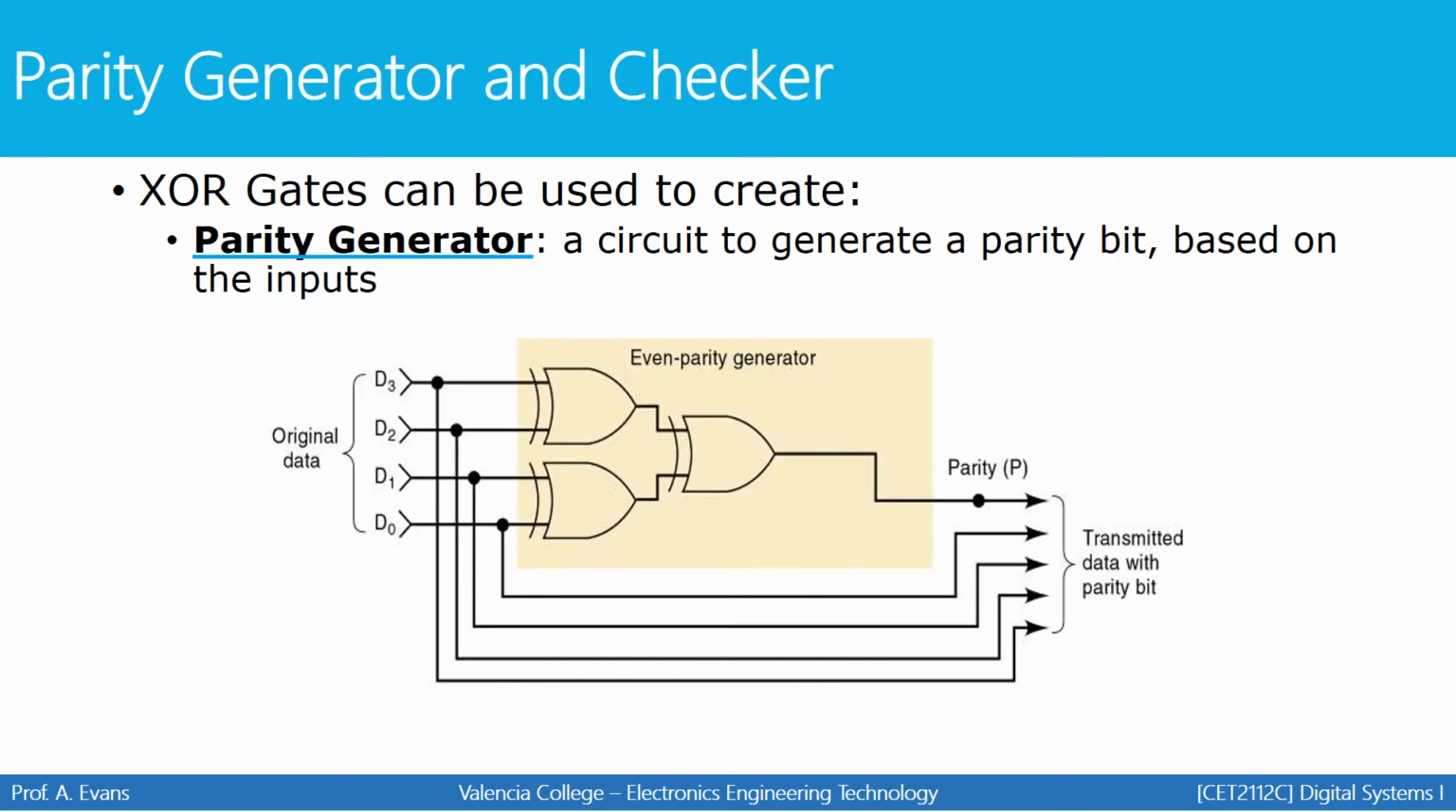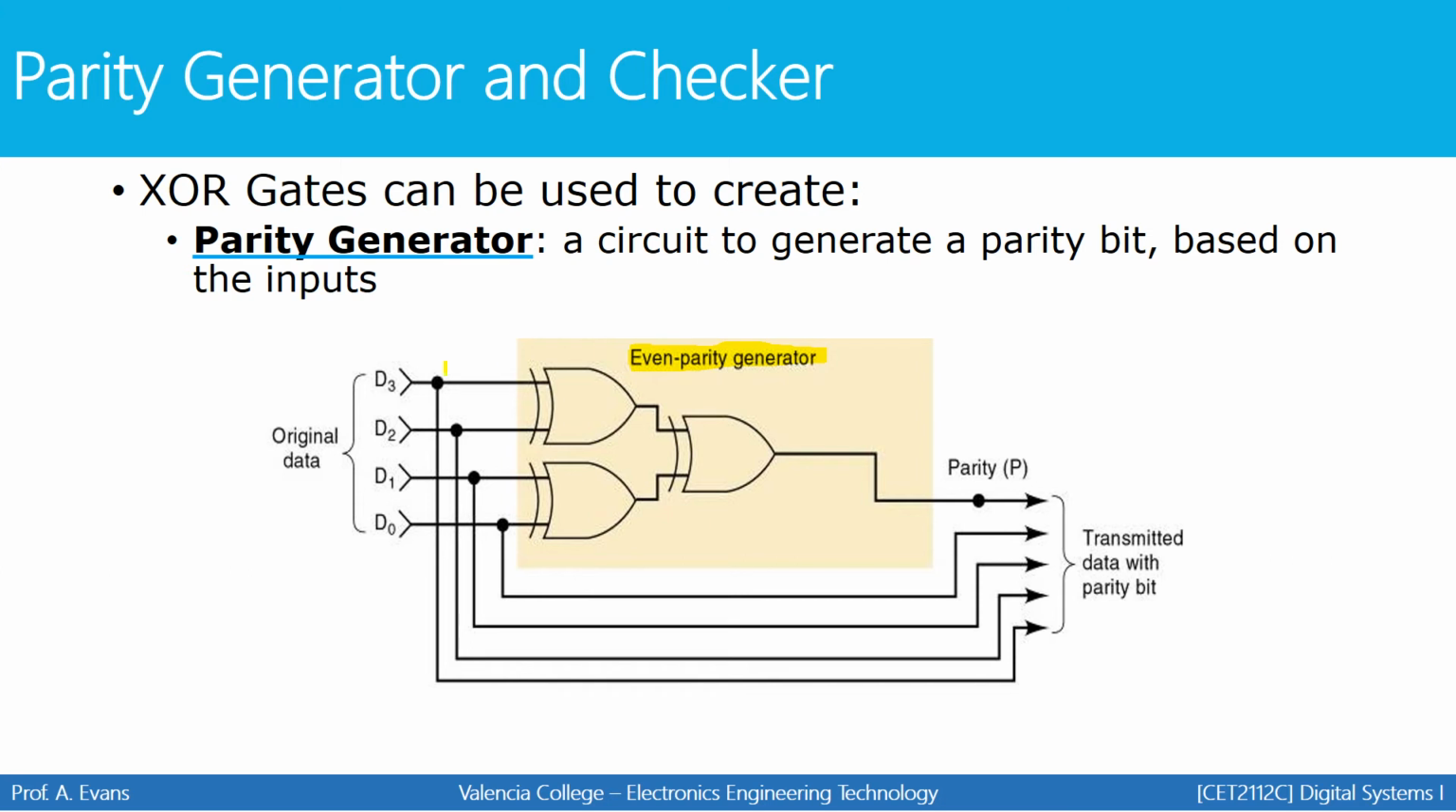Next, we're going to look at some applications of the XOR gate. One application could be a circuit that generates a parity bit. Remember that a parity bit is a bit that is attached to a message, a string of bits that is being sent or transmitted in a system. And we use the parity bit as a way to determine if there's been an error in the message that's being sent. So this particular circuit is an even parity generator. So it will generate a parity bit based on the idea of even parity.